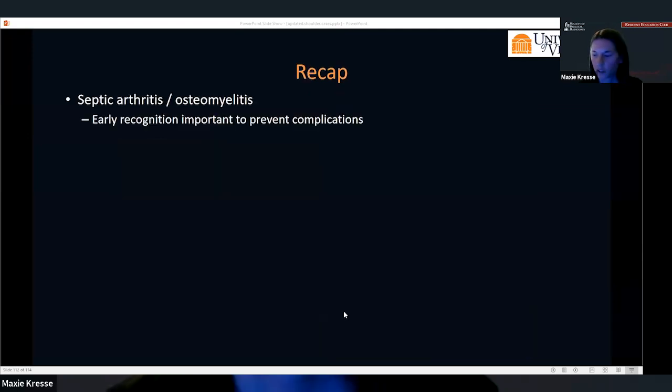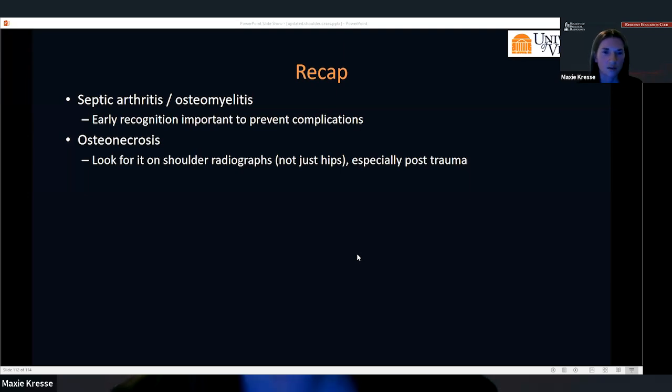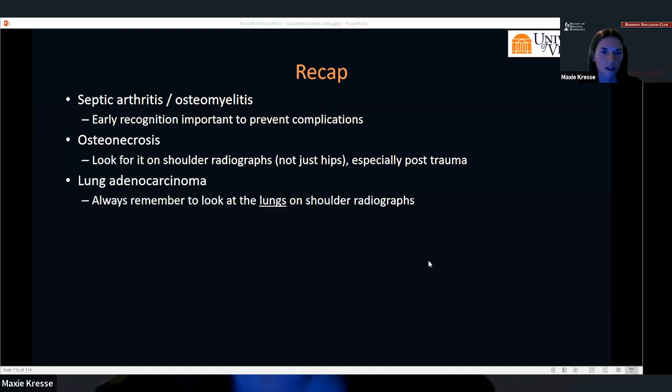So just to recap those last three, septic arthritis, osteomyelitis, is really important to recognize it early. Osteonecrosis, just keep it in mind on shoulder radiographs. I think we think about it more on the hips, but remember to look for it on your shoulders as well. Lung adenocarcinoma, just a reminder as radiologists to look at everything on the image, and that's usually the lungs on the shoulders.